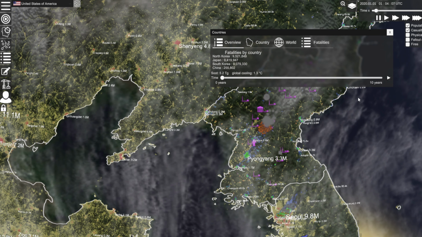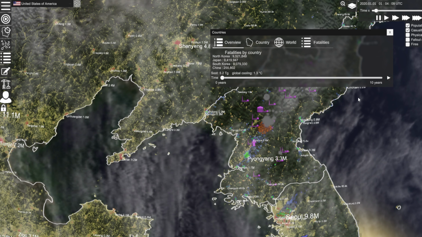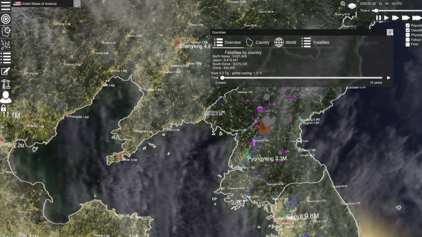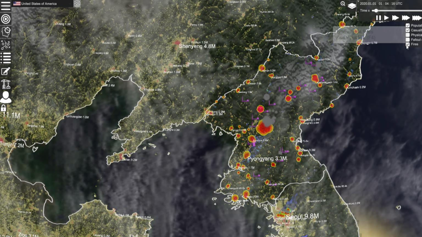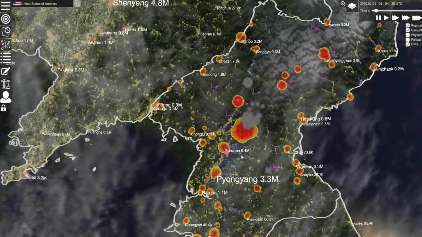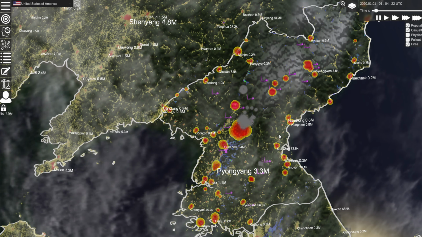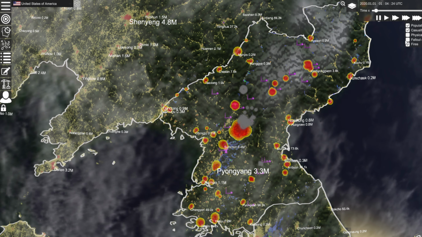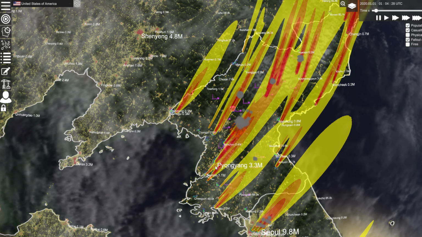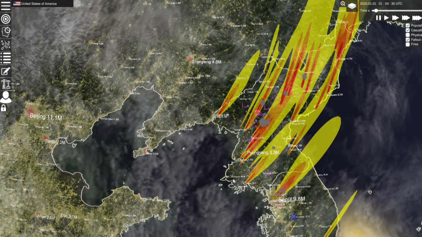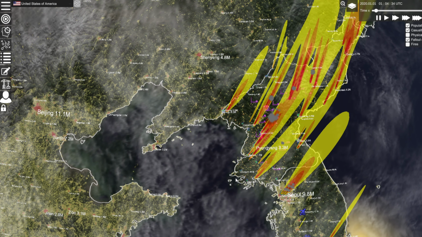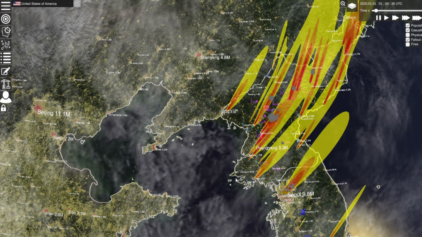And North Korea, 9,500,000 casualties. We will have a look at the fires and fallout. Targets hit all across North Korea. And then finally the fallout. So North Korea will essentially be a dead state in a matter of days and weeks ahead.